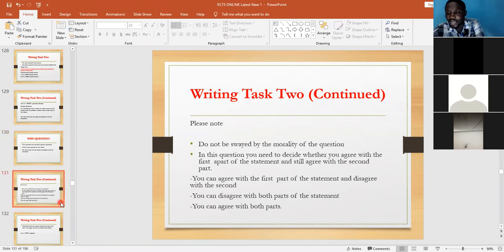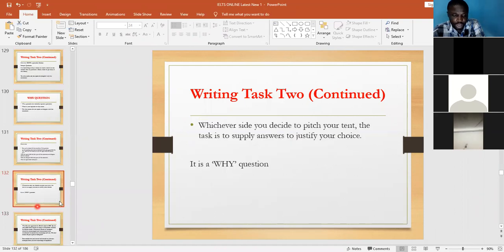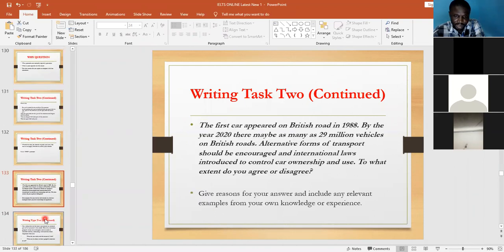And I did particularly one that before you start writing, do not be swayed by the morality of the question. You need to be swayed by the points you can produce. On which side you can produce the more points, that was where you should go, because you are writing to actually score a mark. Okay, so let's go to the next stage.